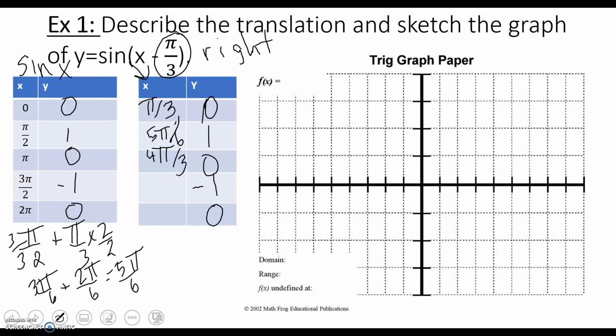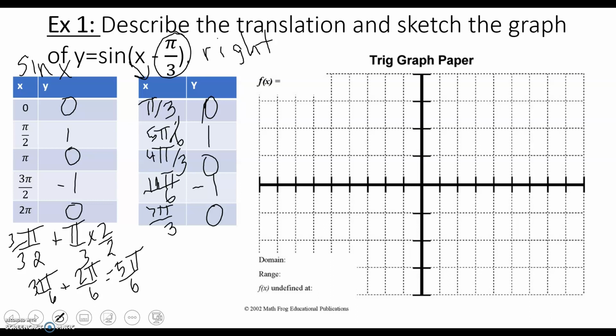So I was just showing you how you add the fractions, right? You got to find a common denominator. And so if you do 3 pi over 2 plus pi over 3, you get 11 pi over 6. And then if you do 2 pi plus pi over 3, you get 7 pi over 3. And so all of your x values are changing. And so that is what you would want to plug in.